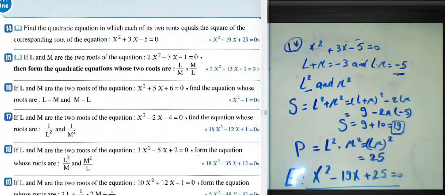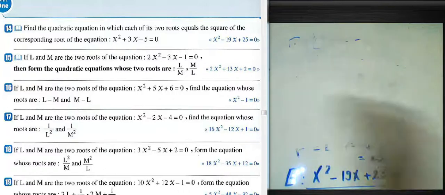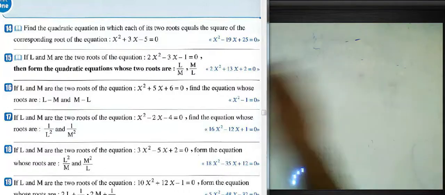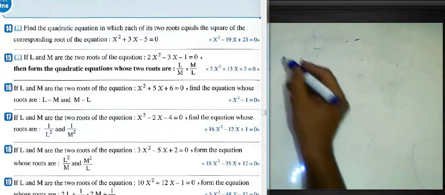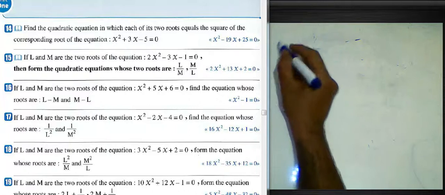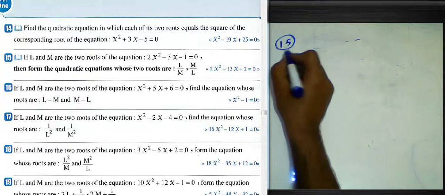Question number 15. If L and M are two roots of the equation 2x power 2 minus 3x minus 1 equals 0, then form the quadratic equation whose two roots are L over M and M over L. First, we know the sum and product about the equation. Question number 15.